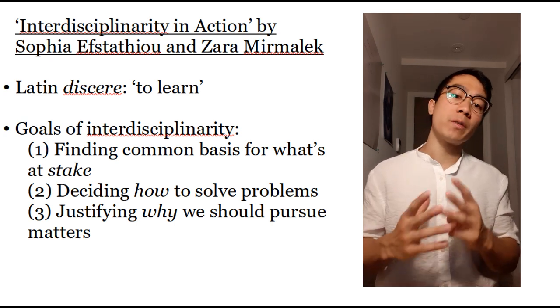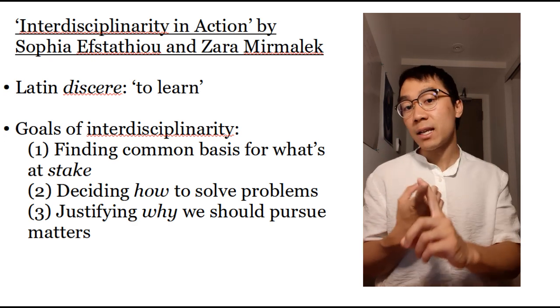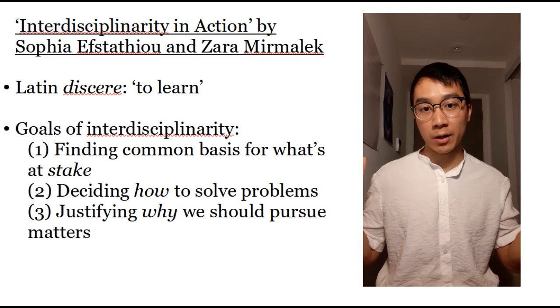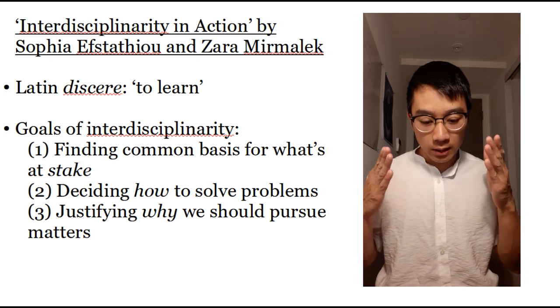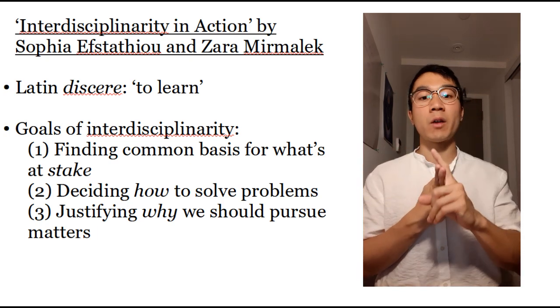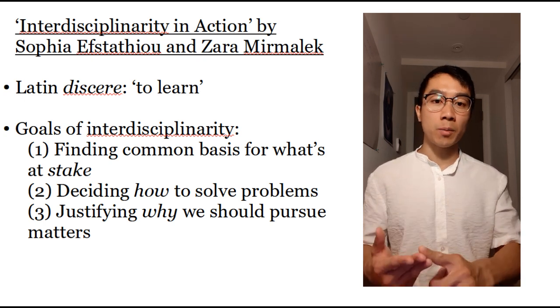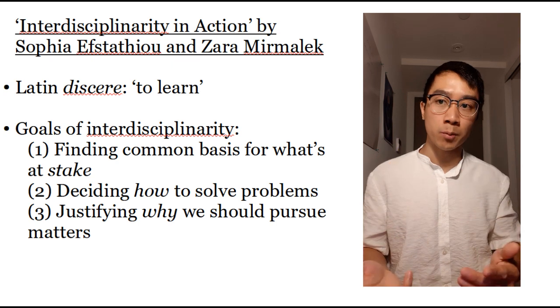So the three main goals of interdisciplinarity are arguably, one, finding common basis for what's at stake in the inquiry. So let's use an example of, let's suppose, poverty analysis, okay? So if you're interested in poverty, clearly, who are the stakeholders in analysis of poverty? Obviously, the poor people. Secondly, the government, because the government needs to use government expenditure to fund social welfare programs. And thirdly, the general public, because the general public wants to avoid being poor. Everyone wants to avoid being poor.